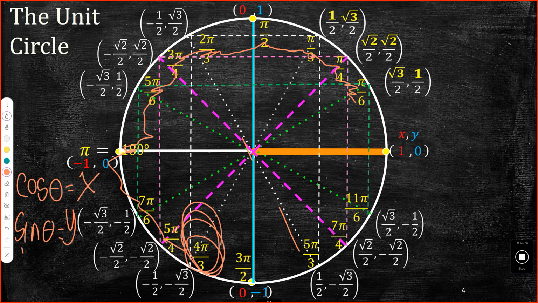Cosine 4 pi by 3. What did I say cosine was? Cosine is negative 1/2.